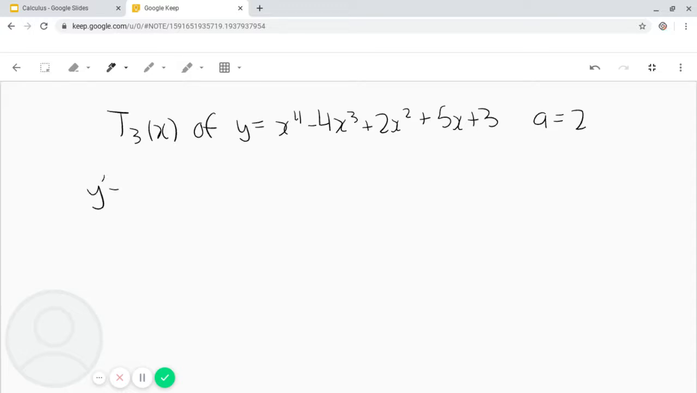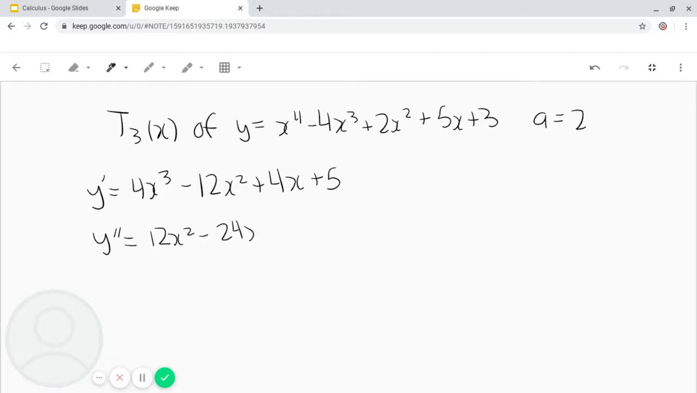So y prime is equal to 4x cubed minus 12x squared plus 4x plus 5. Second derivative is 12x squared minus 24x plus 4. And the third derivative is 24x minus 24.